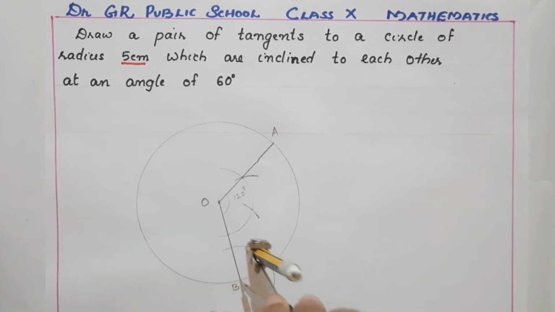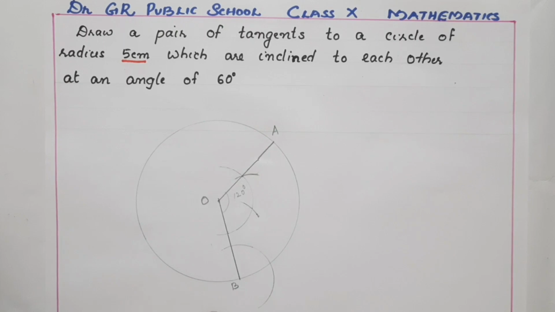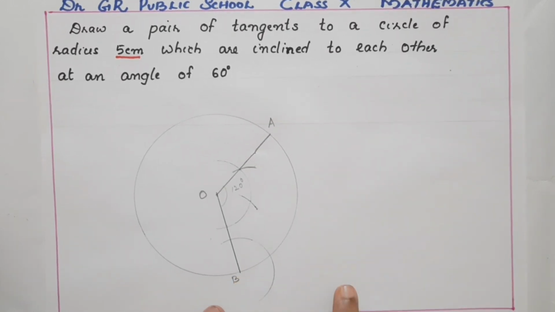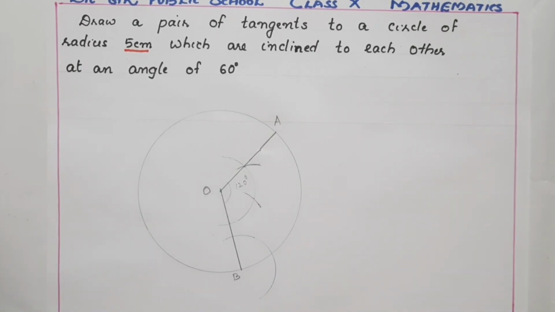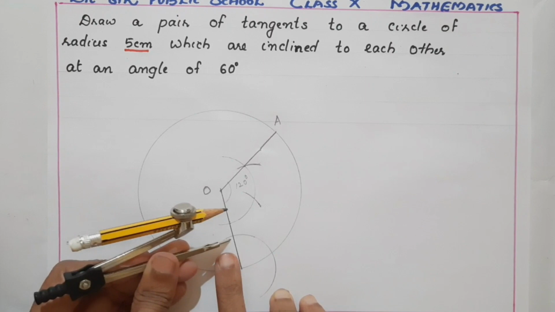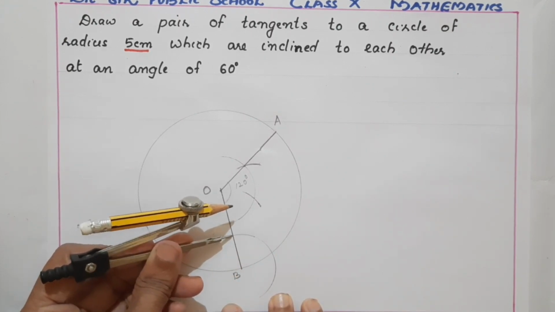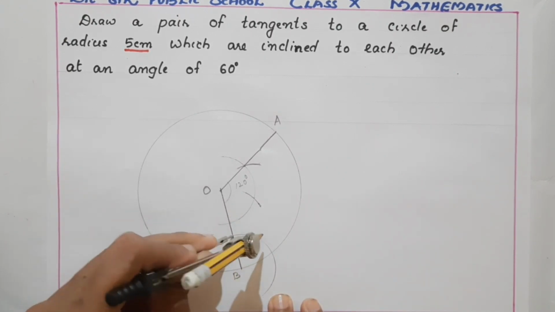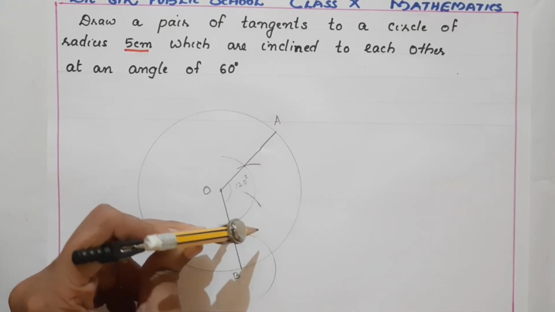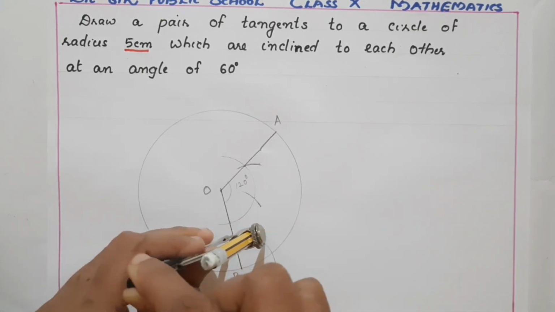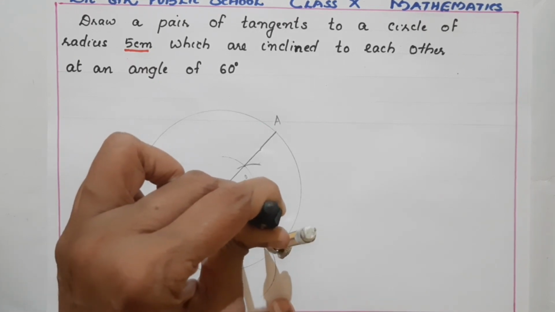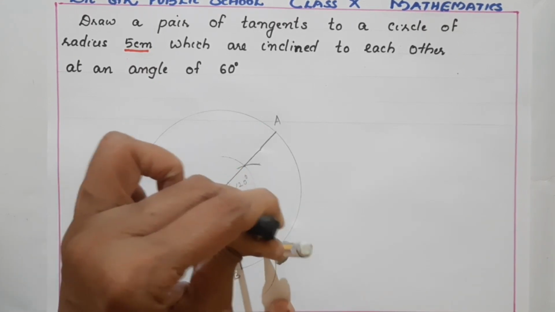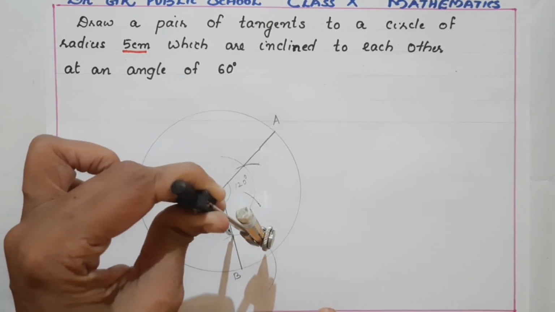So I am drawing by taking any radius. Draw an arc with B as center. Now we need the 60 degree arc and 120 degree arc. So this is our new point of intersection. From there, with the same radius, you should not change the radius, you have to draw one arc here. This much is 60 degrees.